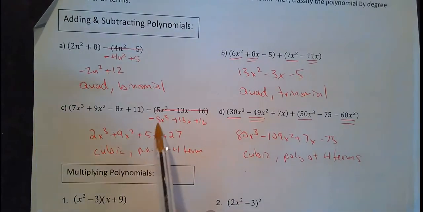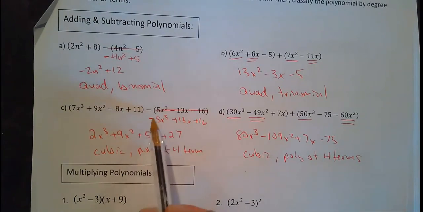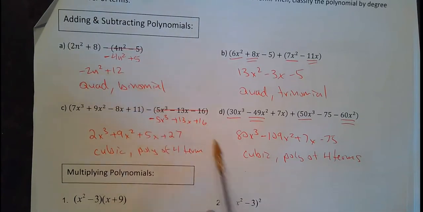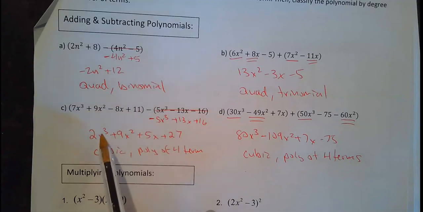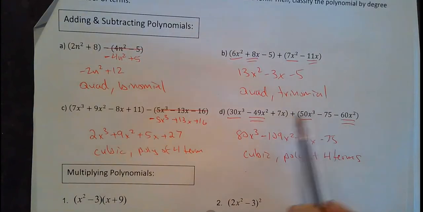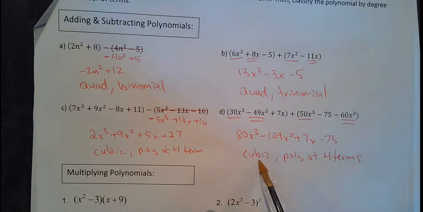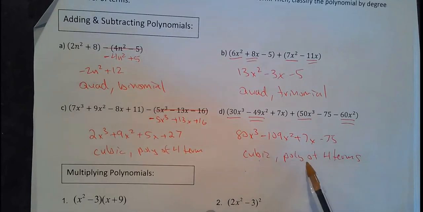Okay, so this one, again, when you're subtracting, make sure you subtract all the terms. So I switched, subtract 5x cubed and so on. Got that for an answer. Highest power is 3, so it's a cubic. There's 4 terms, so it's a polynomial of 4 terms. Here I'm adding, so just add like terms. Got that for an answer. Highest power is 3, so it's a cubic, and then it has 4 terms, so it's a polynomial of 4 terms.